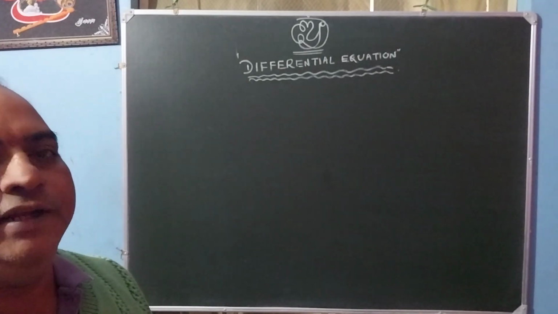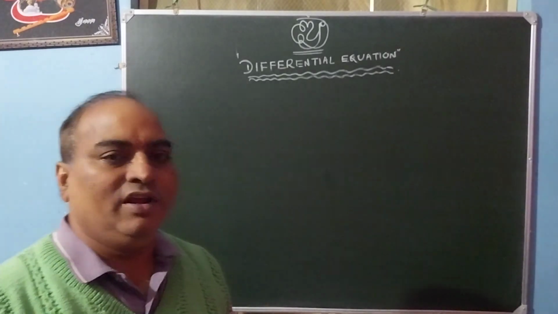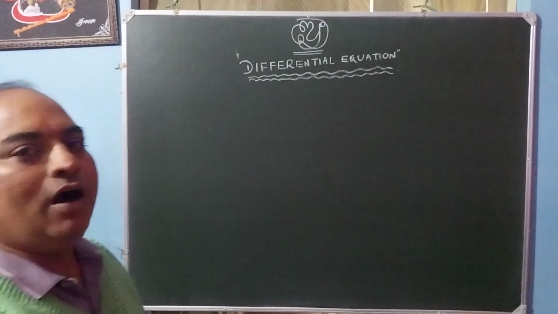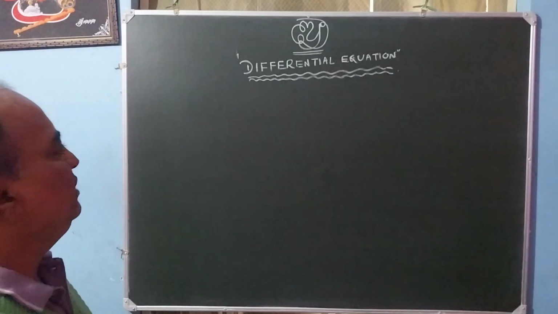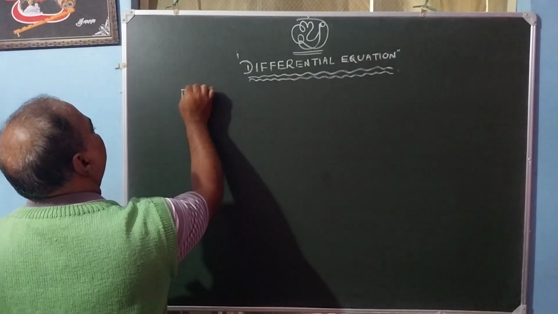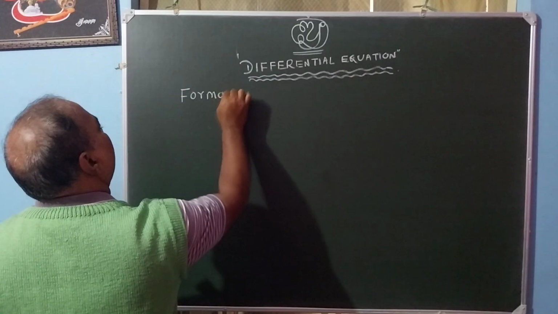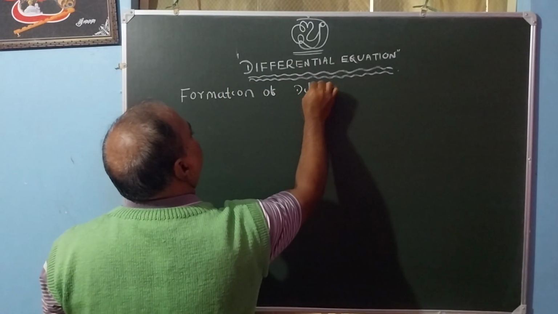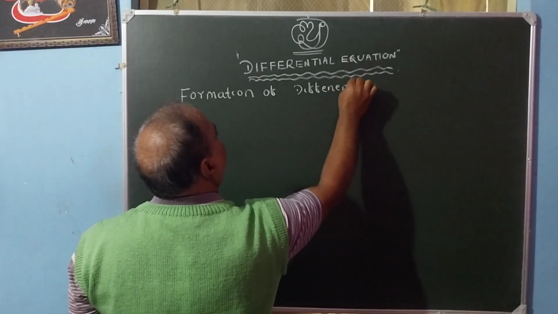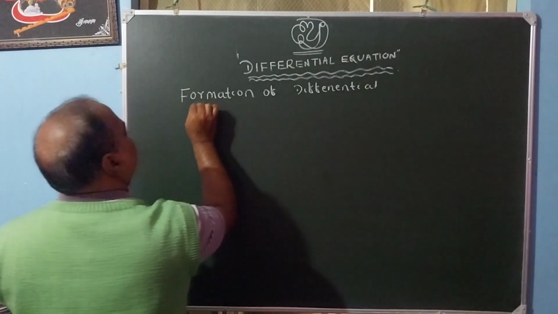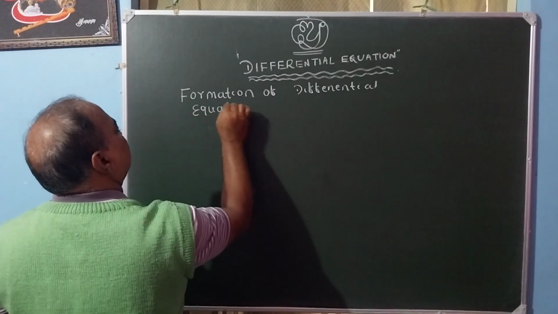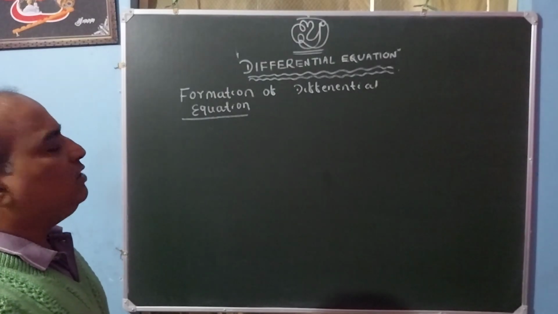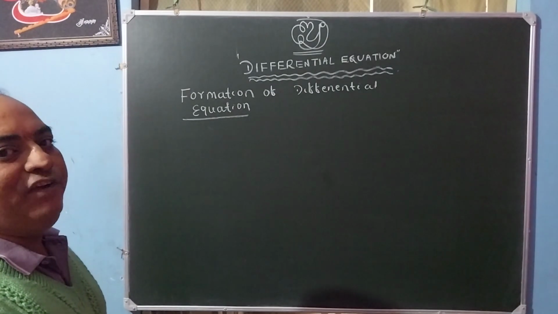Last class I have already discussed about differential equation, order, and degree. Today we are discussing the formation of differential equation. Write down: formation of differential equation. How can you form a differential equation? Formation of differential equation means elimination of arbitrary constant.